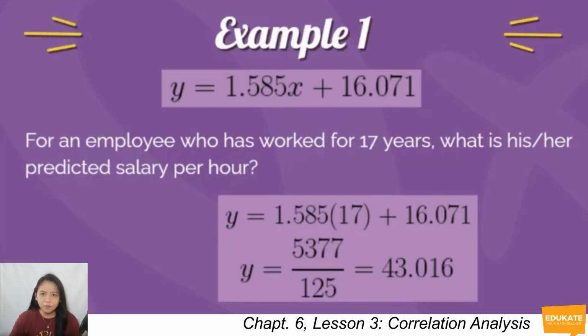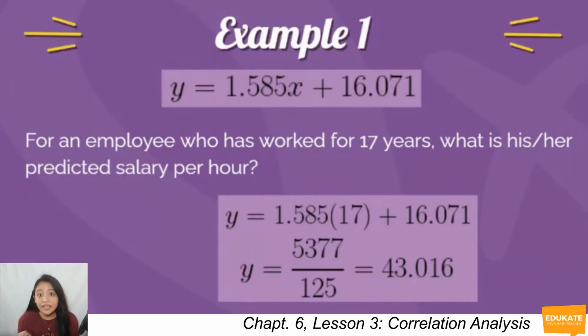For an employee who has worked for 17 years, what is his or her predicted salary per hour? So, kung meron tayong nag-employee na nag-work ng 17 years, your 17 years, it's your independent variable. So, it's the value of x. Diba? So, yung 17, isa-substitute mo lang yung value noon dun sa x sa regression line mo.